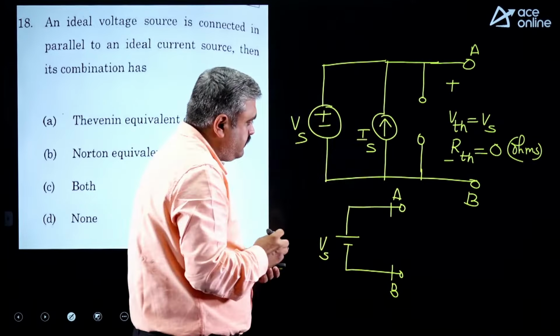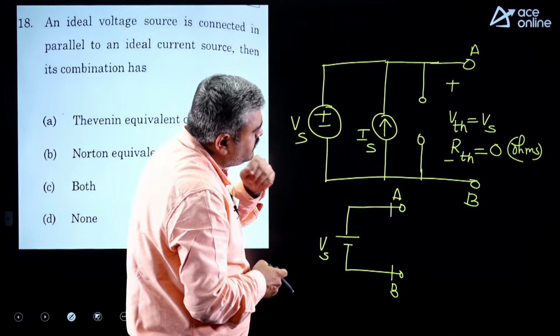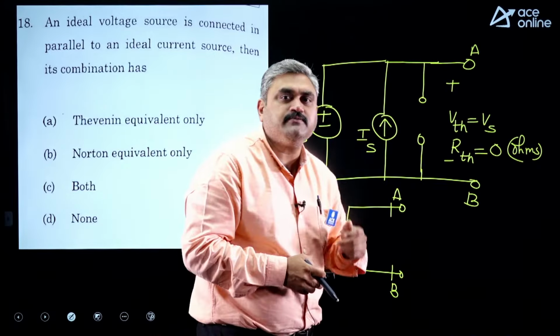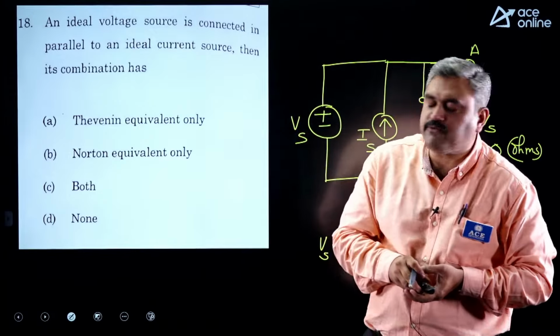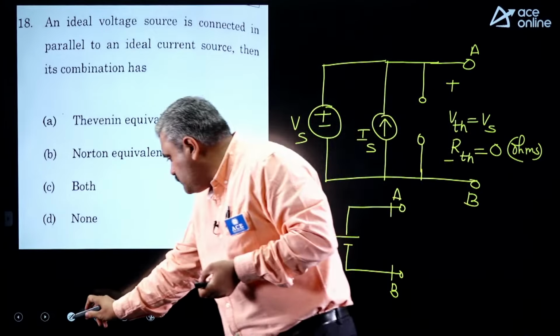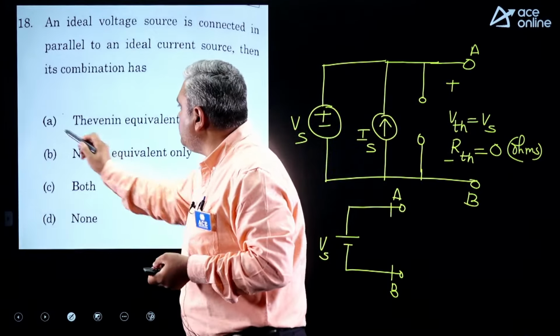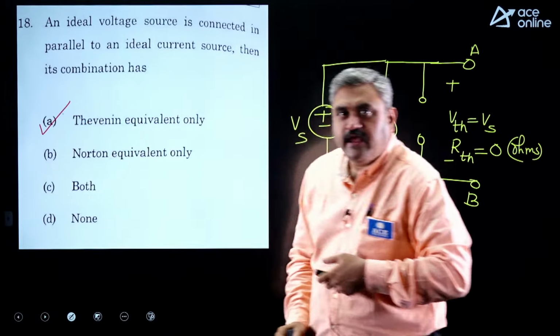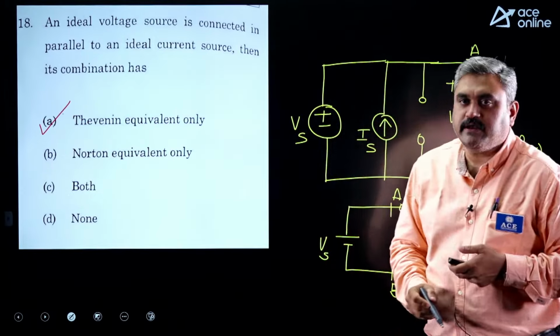Norton current we cannot find, because when the Thevenin resistance becomes 0, Norton current becomes infinite, which is practically not possible to implement. So the only possible choice here is the Thevenin equivalent. It's a standard GATE bit also. It came many times in other competitive exams.